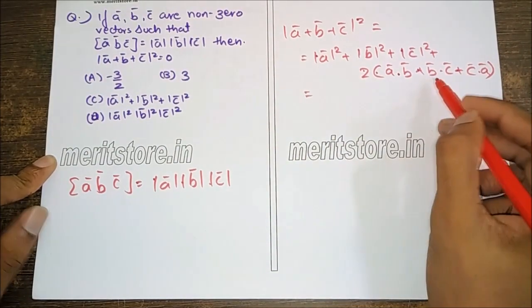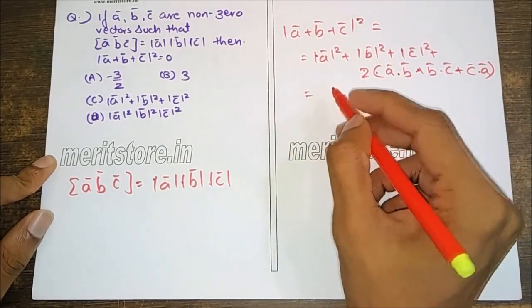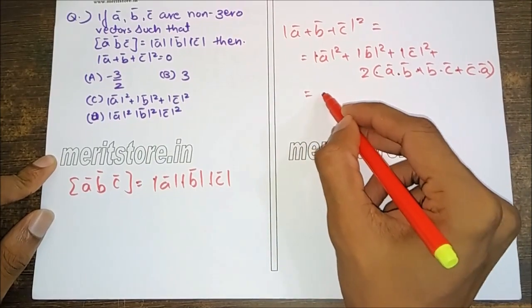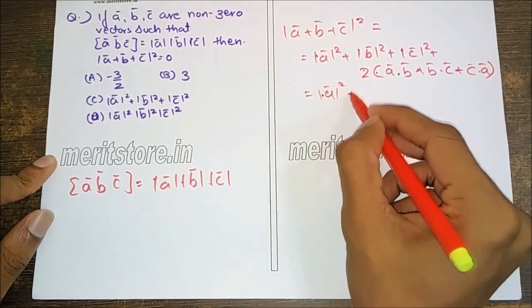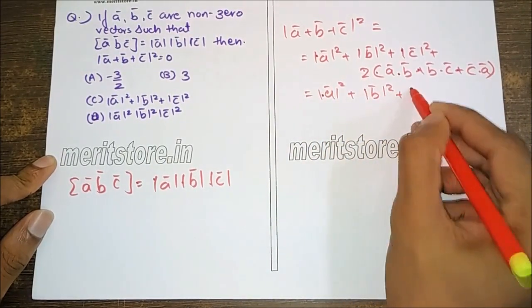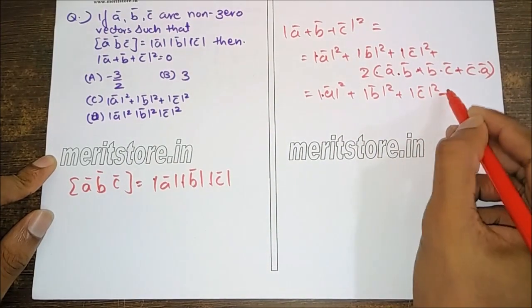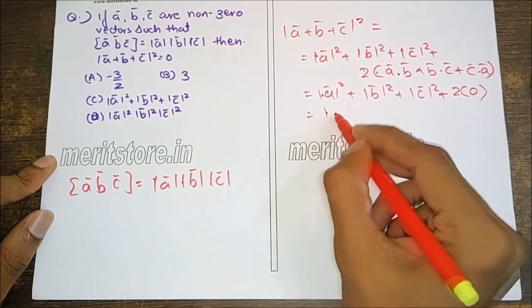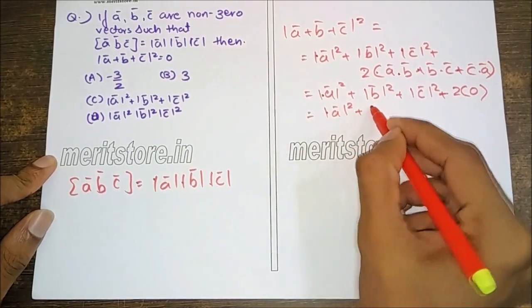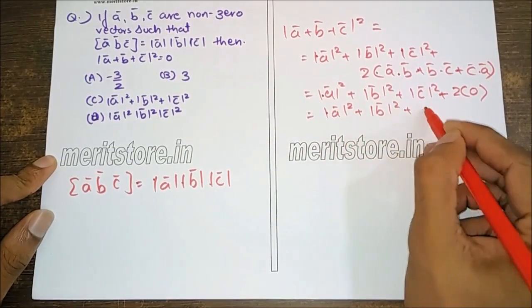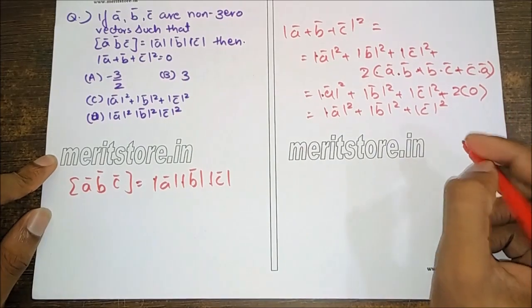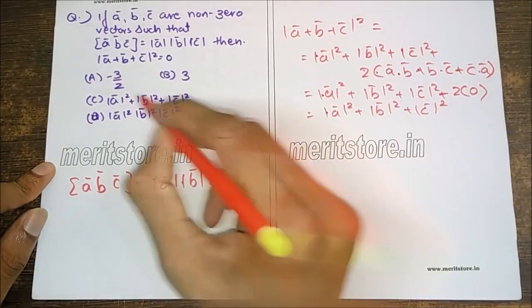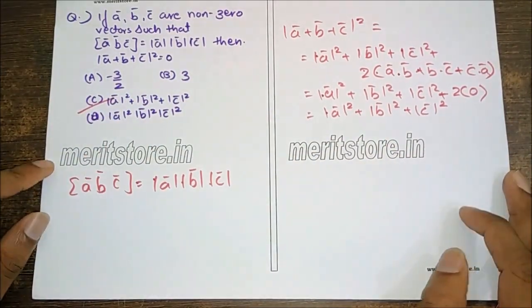which we see is equal to 0. That is A vector the whole square plus B vector the whole square plus C vector the whole square plus 2 into 0, which gives us as answer A vector the whole square plus B vector the whole square plus C vector the whole square. Therefore, we see our answer matches with option C. Therefore, option C is the correct answer.